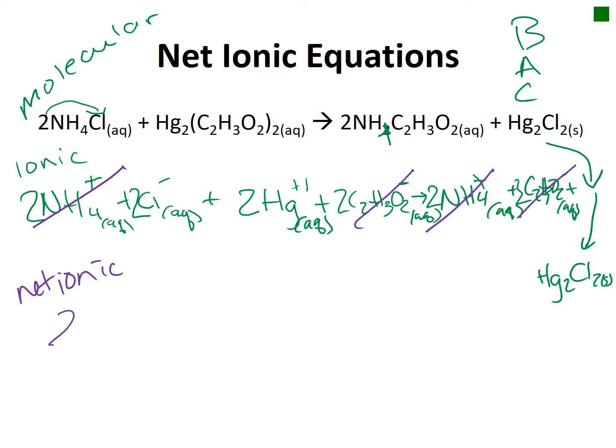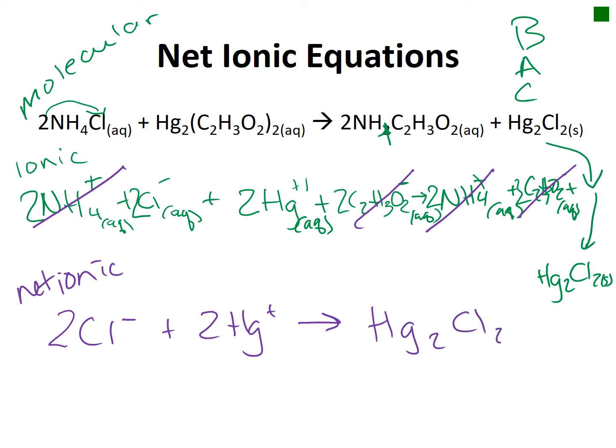And then we end up with 2Cl minus plus 2Hg plus goes to Hg2Cl2. Now, a way to check is that your charges on both sides have to be the same. So I have a -2 from these two chlorides, I have a +2 from the mercury, and I have a 0 overall charge on the right side. So +2 and a -2 makes it equal to 0. So I have a 0 on the left, I have a 0 on the right.